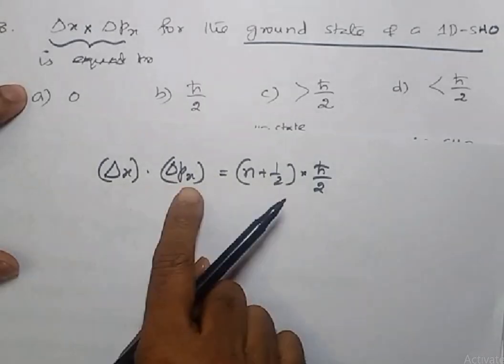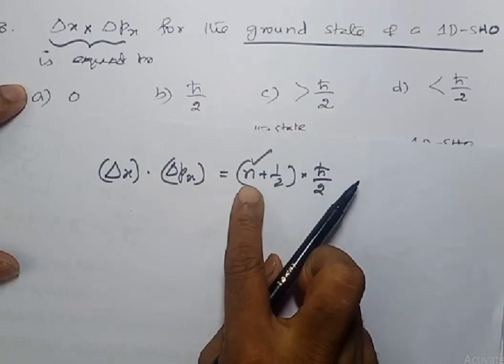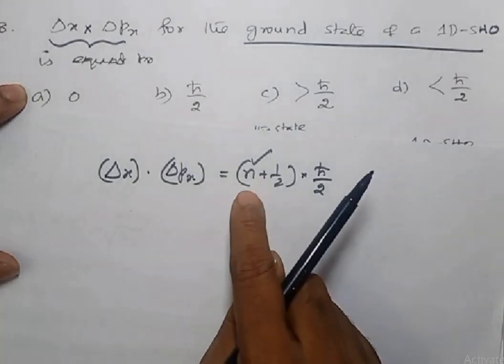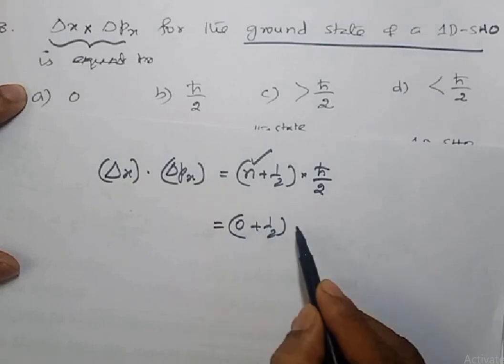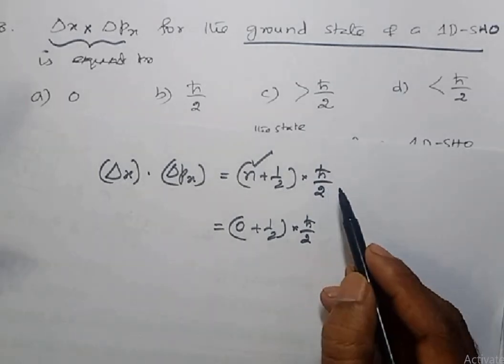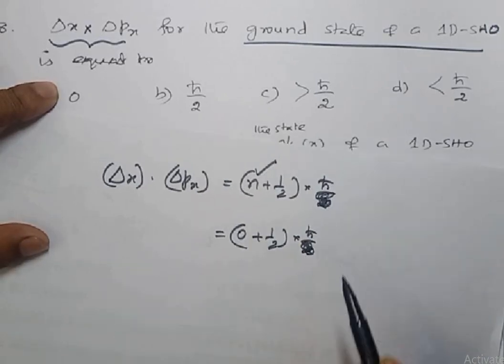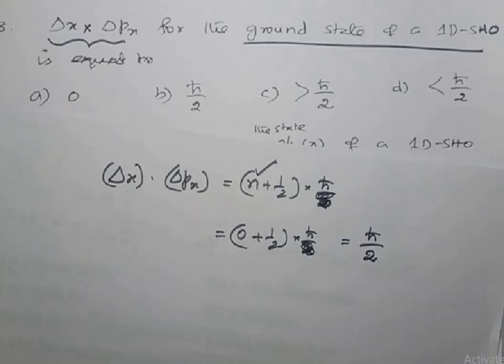The product of these two uncertainties depends on the quantum state, the vibrational quantum number. For the ground state, n is equal to 0. If I put n equal to 0, I will get 0 plus half into h cross. I'm sorry, I made a mistake: this is n plus half into h cross only. So we get the answer as h cross by 2. The correct option for this question is option B. So it's simple.